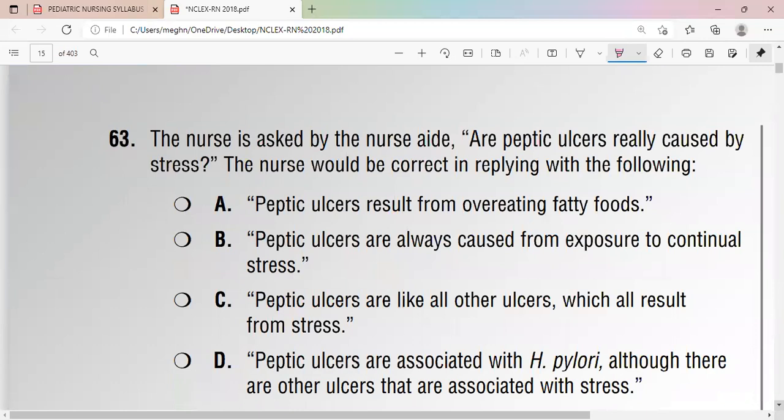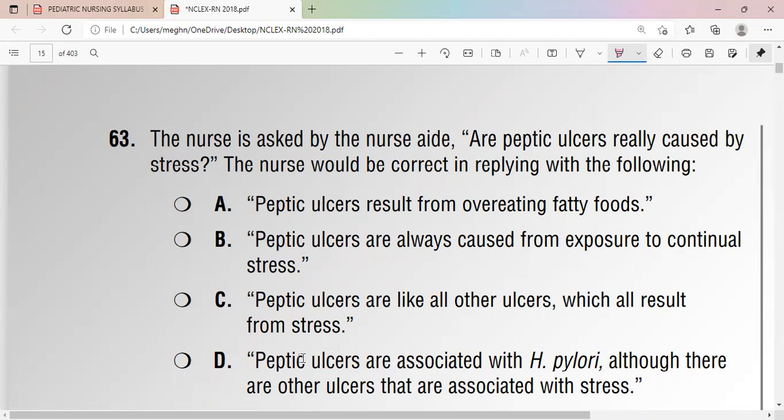Next, the nurse is asked by the nurse aide, are peptic ulcers really caused by stress? The nurse should be correct in replying with the following. Number A, peptic ulcers result from overeating fatty foods. Number B, peptic ulcers are always caused by exposure to continual stress. Number C, peptic ulcers are like all other ulcers, which all result from stress. Number D, peptic ulcer is associated with H. pylori, although there are other ulcers that are associated with stress.